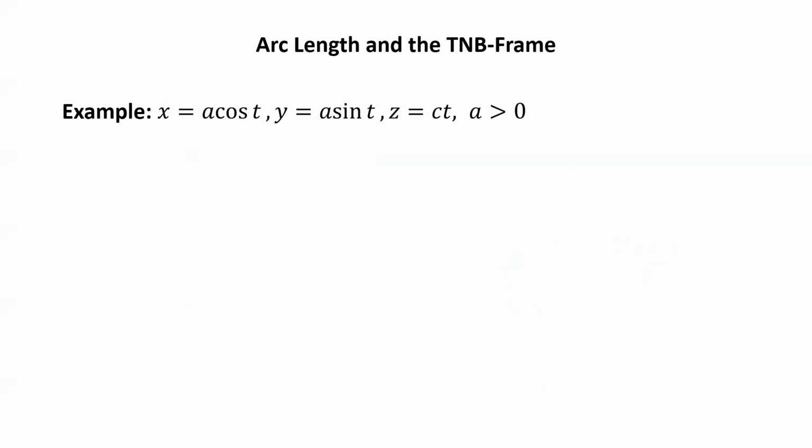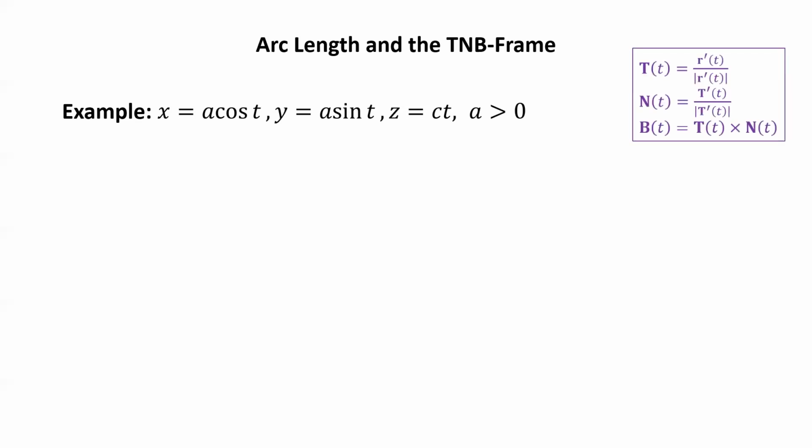Let's try an example. See if you can compute the unit tangent, normal, and binormal vectors for this parametrized curve. As always, pause the video, try this yourself, and then resume the video to check your answer against mine. So we have x equals a cosine t, y equals a sine t, z equals ct, where a is greater than 0. Notice that a and c are both constants, and we're insisting that a is positive. Just for your reference, I'm going to put up the formulas I'm going to use for T, N, and B.